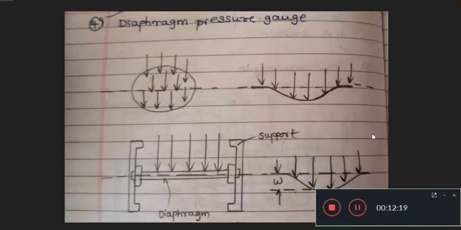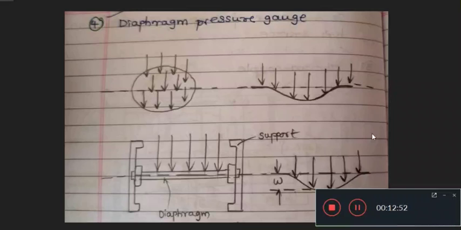The pressure may be, one, absolute pressure where the reference is vacuum. Vacuum means what? The zero pressure. The content which is having zero pressure is called the vacuum pressure, which is known as the reference pressure, and the pressure measured from this above is known as the absolute pressure.